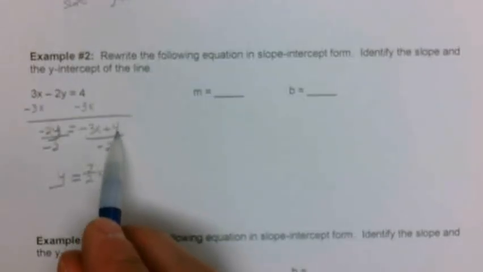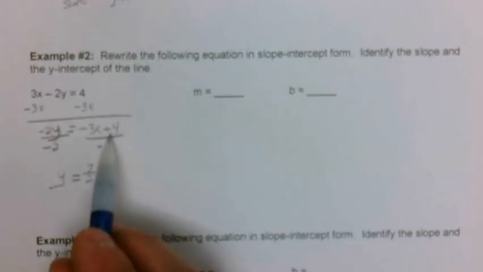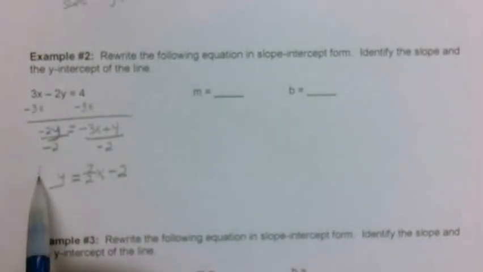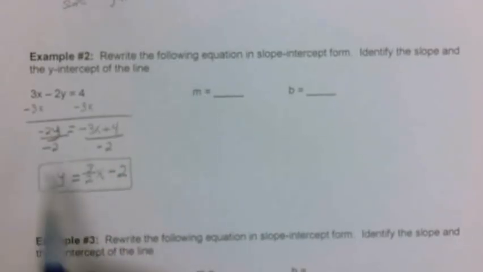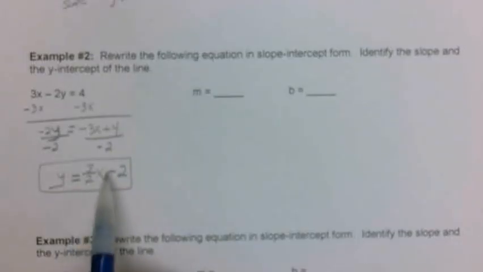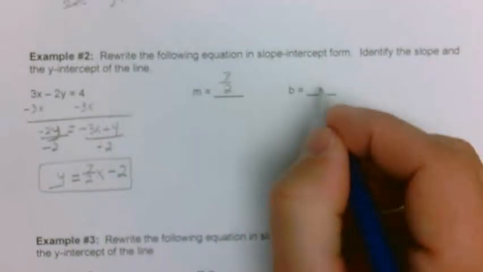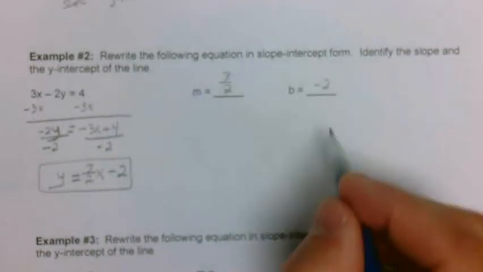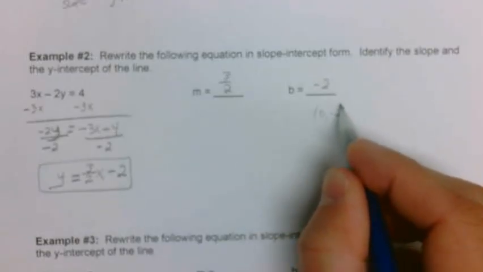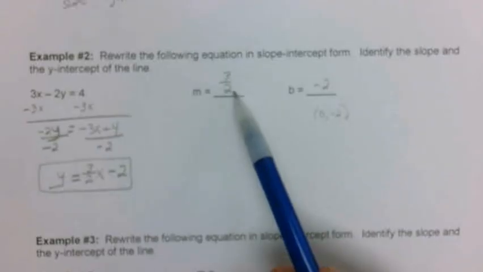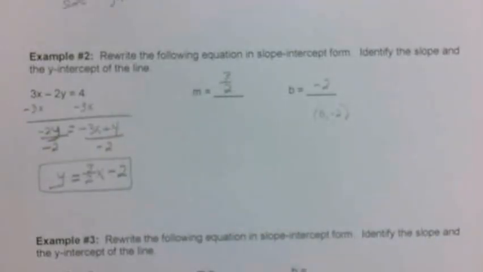Then we're going to do positive 4 divided by negative 2. 4 divided by negative 2 is negative 2. And so the equation of our line in slope-intercept form is y equals 3 halves x minus 2. This means that our slope, which is the coefficient of x, is 3 halves, and our y-intercept is going to be negative 2. So on the graph, we would start at 0, negative 2, and then using the slope, we would go up 3 and to the right 2 to get from point to point.